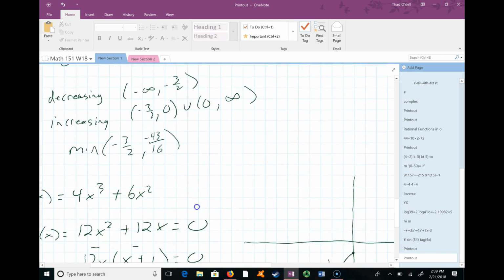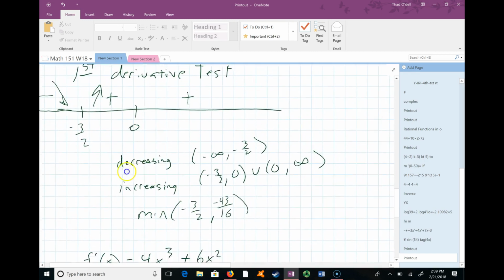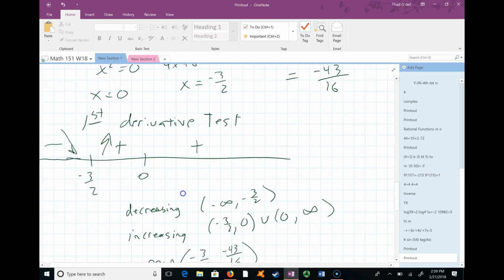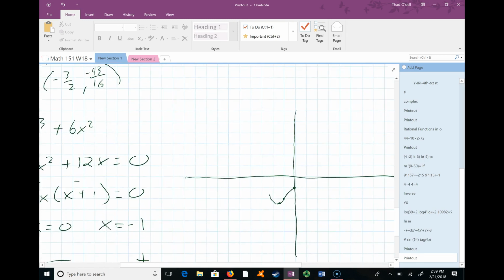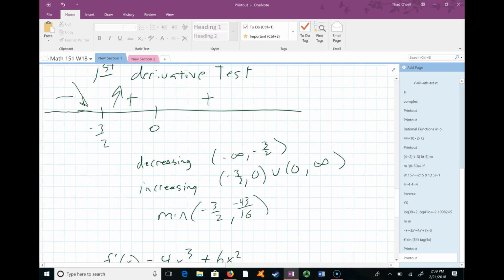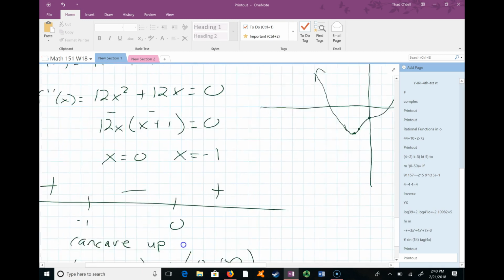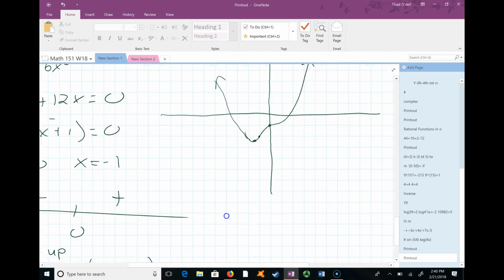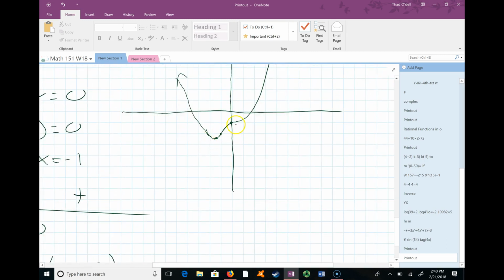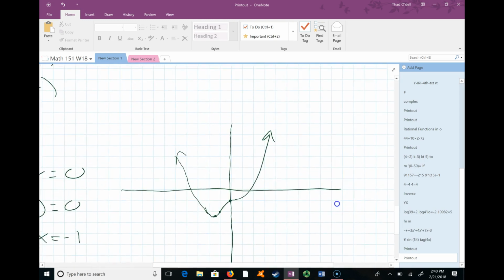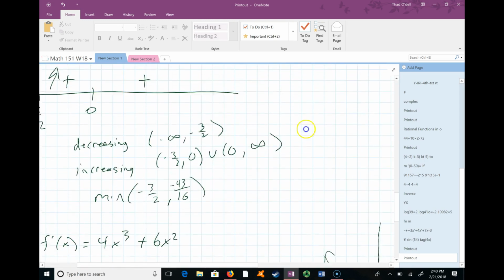Now let's go back up and check the slopes. Remember the slopes, I was going down up to negative 3/2. Yep, so we're coming down like this, and then started going up until it got to 0. Went flat for a moment, but then it continued going up. So we went down, up, and the concavity was concave up, concave down, concave up. That is the first and second derivative test.